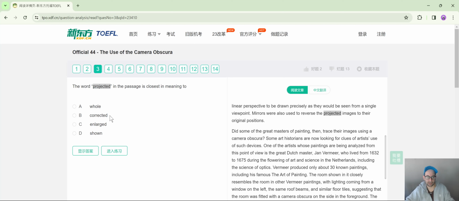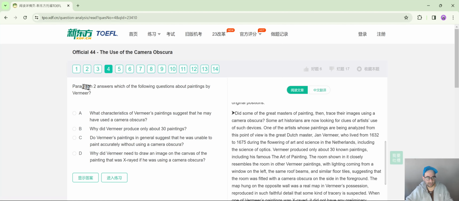Corrected? No, it's not about fixing it. Enlarged. You could enlarge a projection, but here we want to know what "projected" means. It doesn't mean to make bigger. Shown, yeah, something that's seen, visible, shown. So D's right. All right, so paragraph 2 answers which of the following questions about paintings by Vermeer.